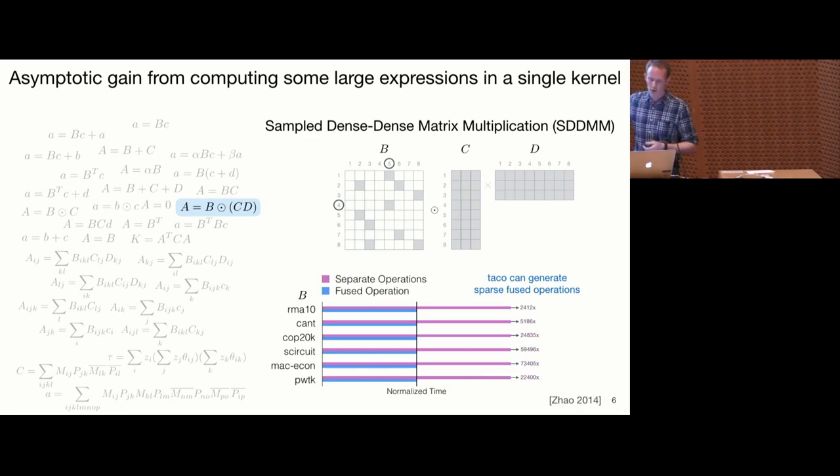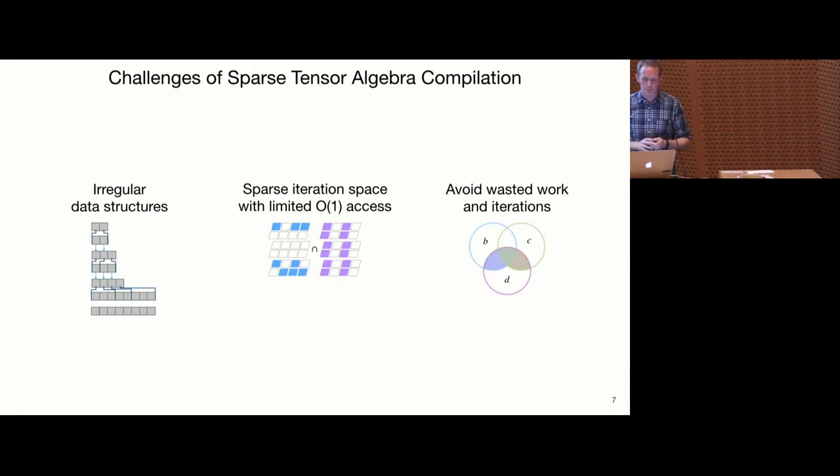And this just shows that. It shows that if you separate these operations, you get asymptotically bad performance. So the more sparse I make matrices, the bigger I can make these numbers. Whereas if you write or compile a piece of code that does the whole operation, you get really good performance. And our compiler can compile such operations with any number of operands.